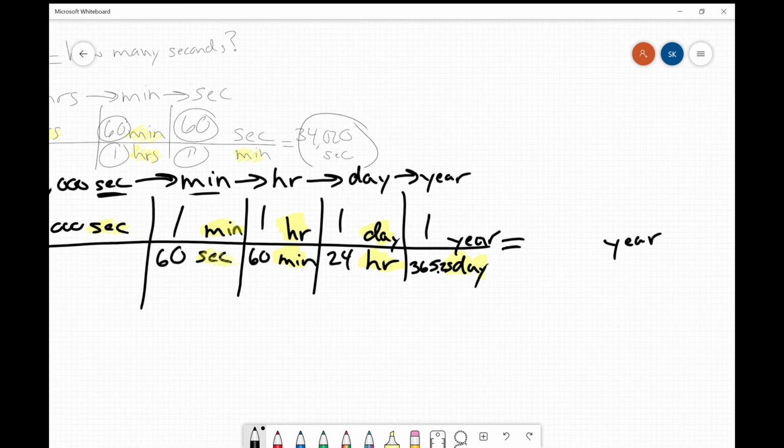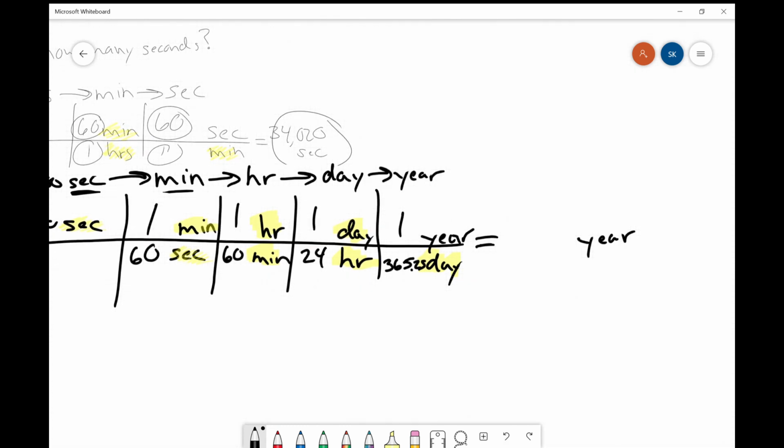So what I want you to do is to grab a calculator. I'm going to grab my own calculator and I'm going to do the same thing. And I want you to kind of mess around with yours and then see if you come up with the same number as I do. So 100 million divided by 60, divided by 60, divided by 24, and then divided by 365.25. And my answer is about 3.1688 years. And if you want to round that to a different place, that's fine.